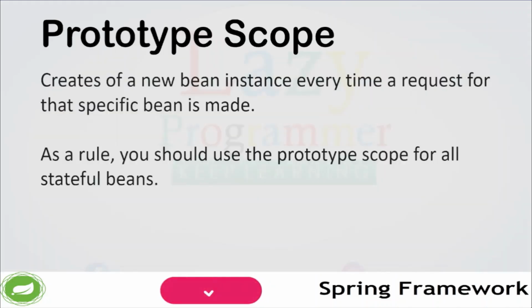Next is prototype scope. It results in creation of new bean instance every time a request for that specific bean is made. As a rule, we should use a prototype scope for all the stateful beans and Singleton scope for all the stateless beans. In contrast to the other scopes, Spring does not manage the complete lifecycle of prototype beans. The container instantiates and configures a prototype object and hands it over to the client. And after that, it will not record anything of that prototype instance, whatever it has done in its lifetime. Thus, initialization lifecycle callback methods can be called on the objects, but the destruction lifecycle callbacks cannot be called.